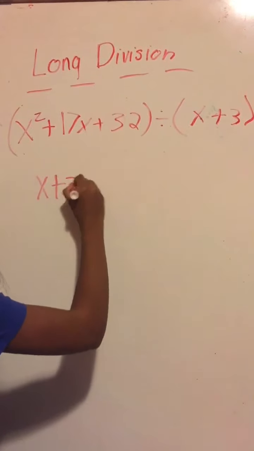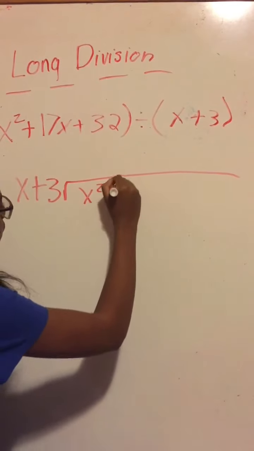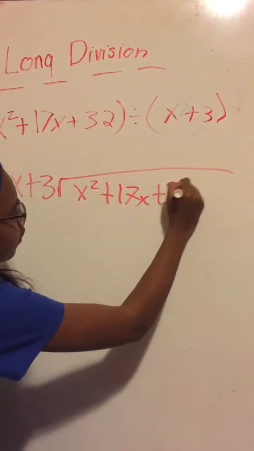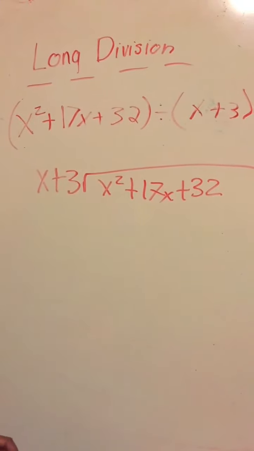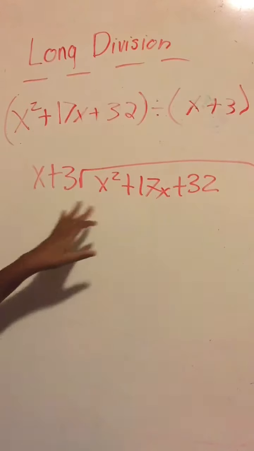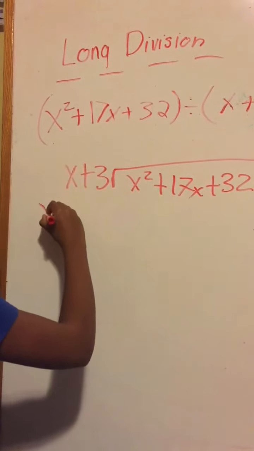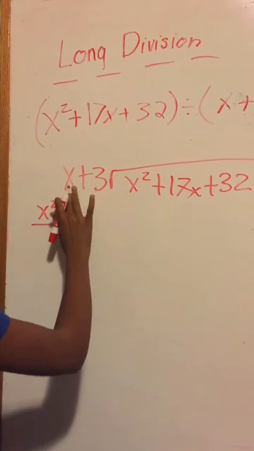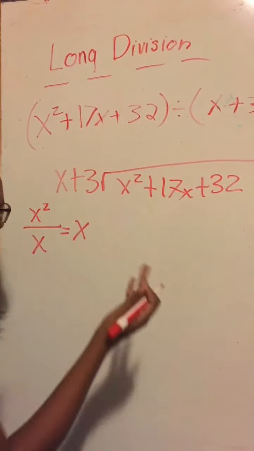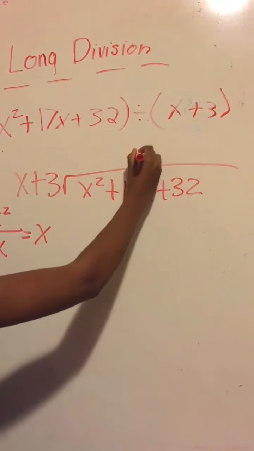X plus 3 divided by x squared plus 17x plus 32. So now that I set up my problem, the first thing that you want to do is cancel out your x squared. And the way that you do that is that you take your x squared and divide it by this outside x right here. X squared divided by x gives you x. Then you take this x and you put it above the 17x.